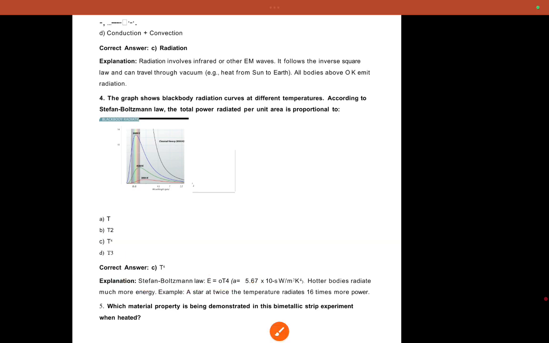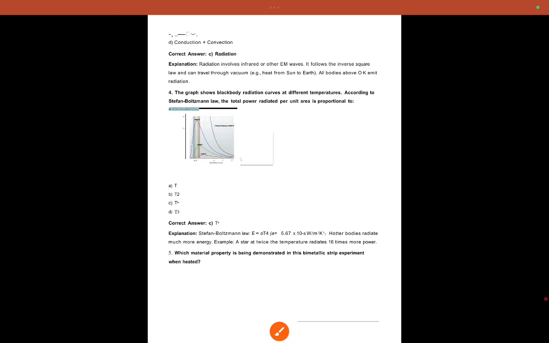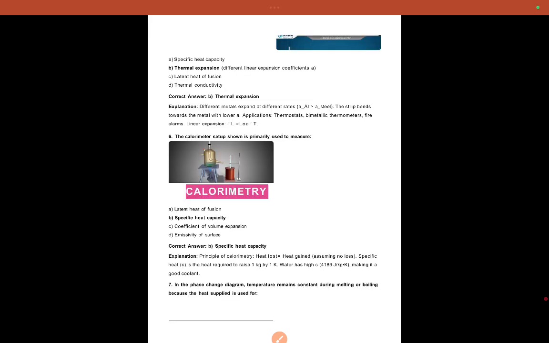Coming to question number 5. Okay, I will go quickly, don't worry. Which material property is being demonstrated in the bimetallic strip experiment? So here you know very well this is about the bimetallic strip. Bimetallic strips I can bold here.